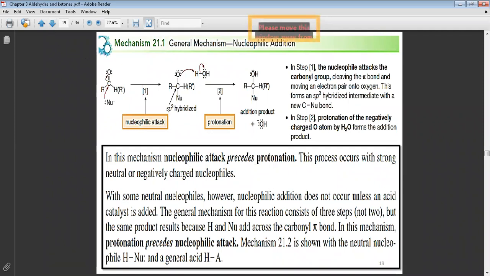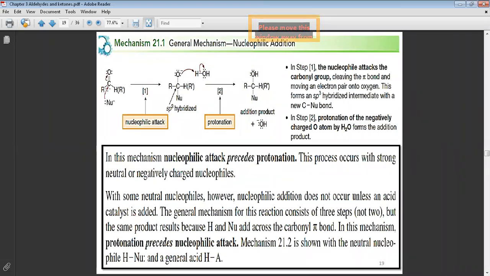With a neutral nucleophile, the neutral nucleophile is not strong. Nucleophilic addition doesn't occur unless an acid is used as a catalyst. Now, this is a nucleophile with a negative charge, which means it is a strong nucleophile.